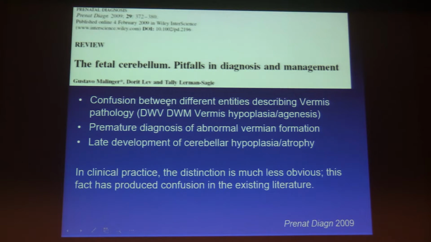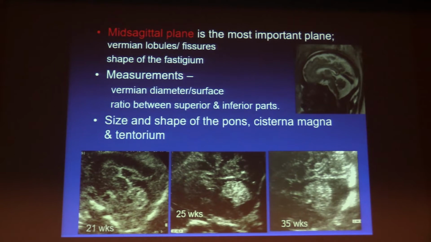So there's a confusion between the different entities. The Dandy-Walker variant, which shouldn't be used, the malformation. Some call it hypoplasia. And it's also important to wait until the premature diagnosis of the vermis finishes to perform it. Even though they make it seem very easy, in clinical practice the distinction is much less obvious, and this has caused a lot of confusion.